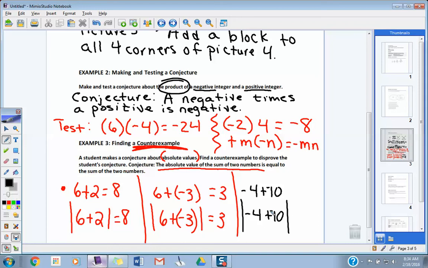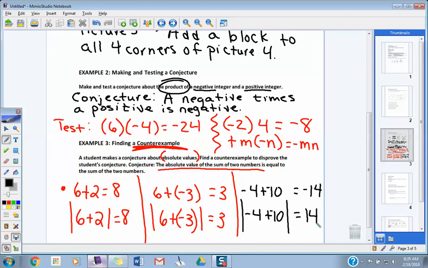Okay, I'm going to go -4 plus -10. What's -4 plus -10? -14. Okay, so inside here, wouldn't that be -14 as well? But then when you decide to take the absolute value of what's inside there, what are you going to get? 14. Okay. How about that example right there? Does that support that conjecture, or does that disprove it right there? It just disproves it right there.